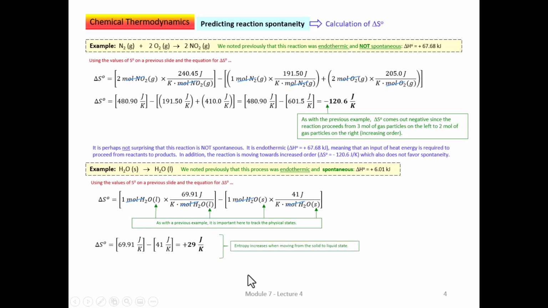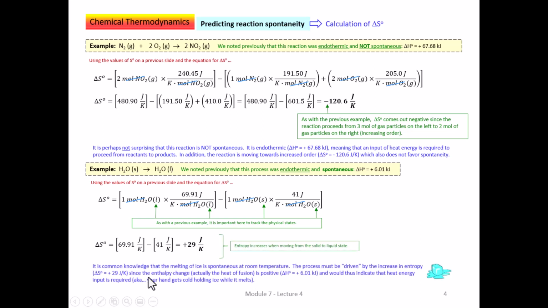That seems reasonable. So since it's common knowledge that this process is spontaneous, we'd say here that this must be entropy driven because the enthalpy change does not favor spontaneity, but the entropy change does. Overall, if we observe spontaneity, it must be driven by the entropy change.